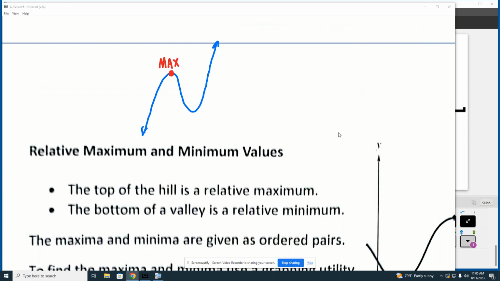Okay? Now, it's going down now, down, down, down, but then it gets to a point where it stops and it starts going back up. What's that called? That's called a minimum.